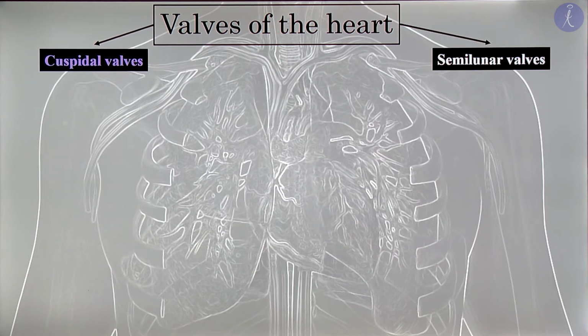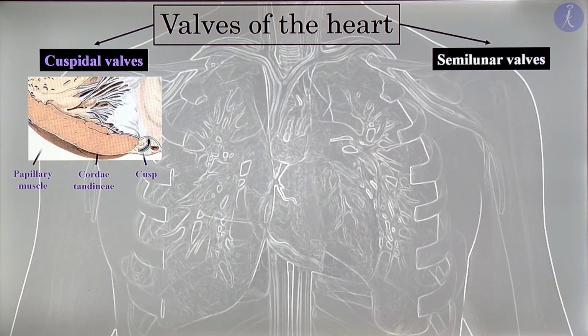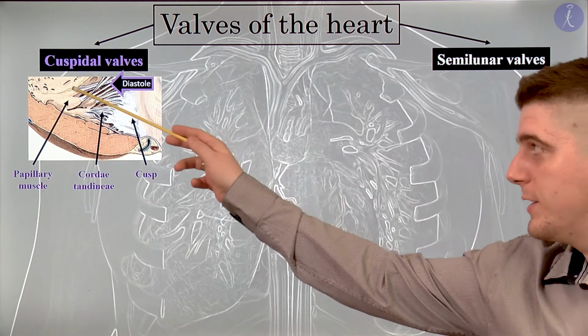Two kinds of valves we have, the cuspidal valves and the semilunar valves. Let's talk about the cuspidal first. These kind of valves we can find between the atria and the ventricles. About the parts of that we talked about twice. What we should know about these valves is how they work. They are open during diastole. This is that part of the heart phase when the atria contract and push the blood toward the ventricle.